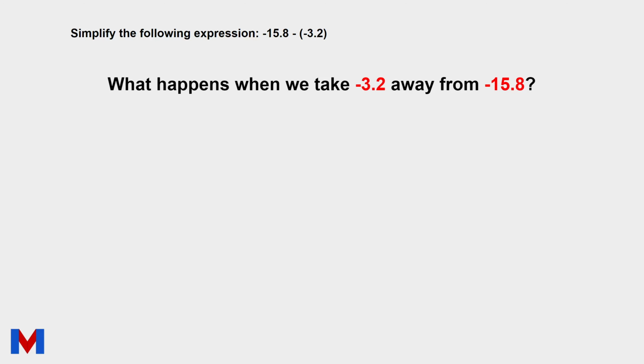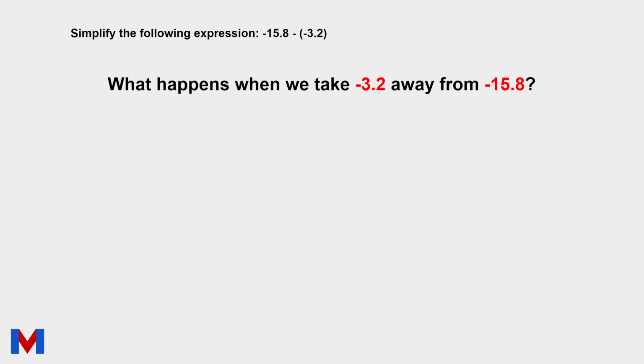Okay, let's try out some decimals. Simplify the following expression, negative 15 8/10 minus negative 3 2/10. What we're wondering really is what happens when we take negative 3 2/10 away from negative 15 8/10.